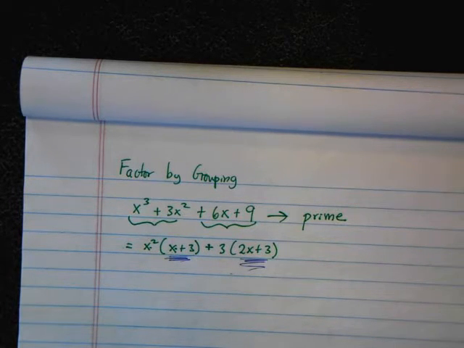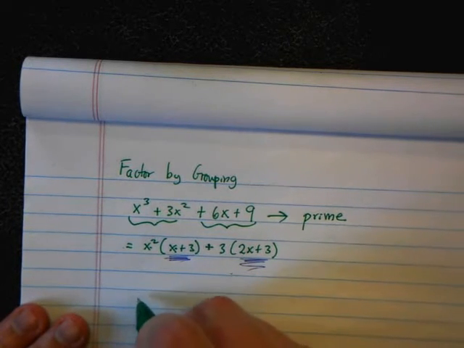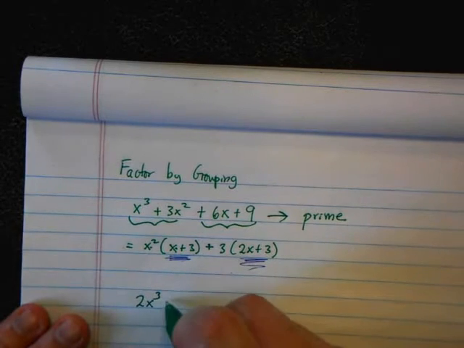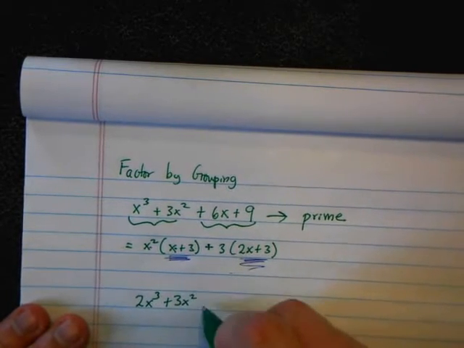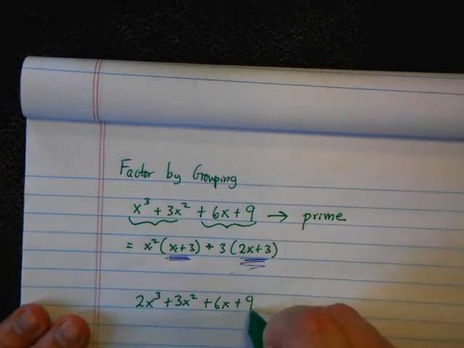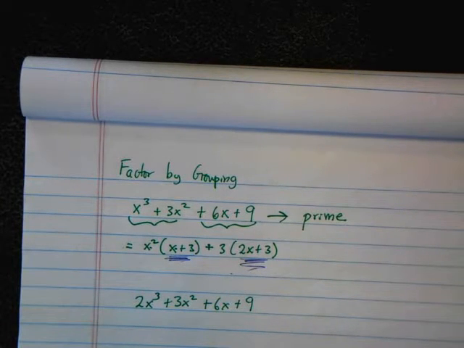All right, so let me try again. Let me fix the problem. How about 2x cubed plus 3x squared plus 6x plus 9? I didn't change it much. I just slipped a little 2 into there.